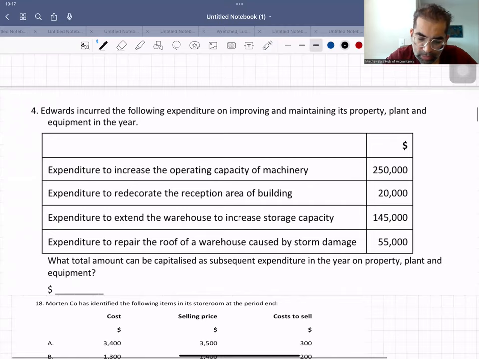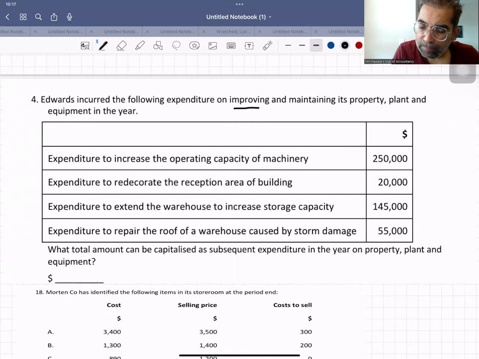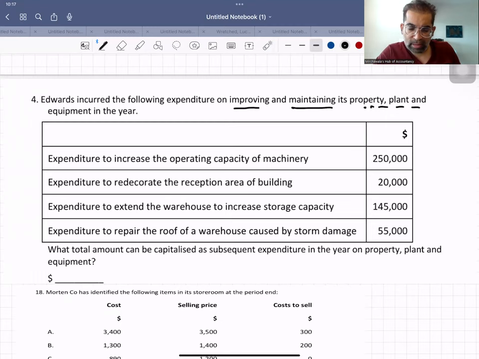Now, the next thing is, Edward incurred the following expenditure on improving and maintaining its property, plant, and equipment, like IAS 16. Now, read the requirement. What total amount can be capitalized as subsequent expenditure in the year on property, plant, and equipment? We can capitalize it if it is an improvement, or if it is increasing your future economic benefit.